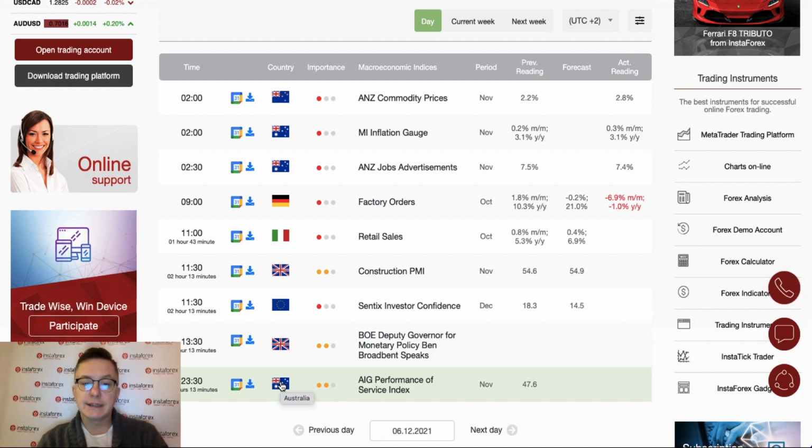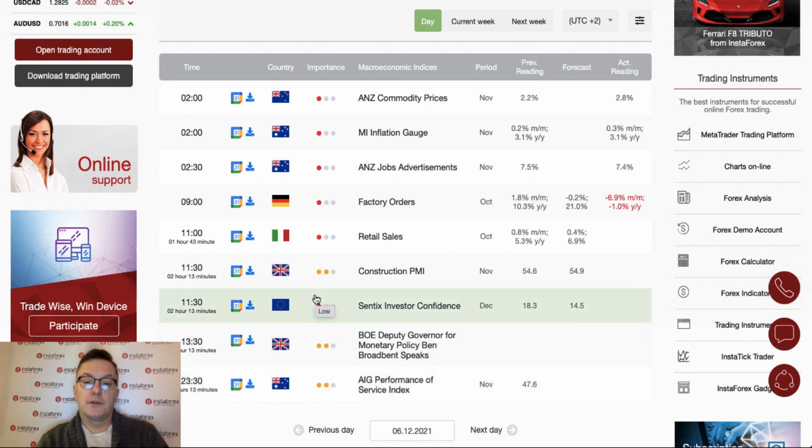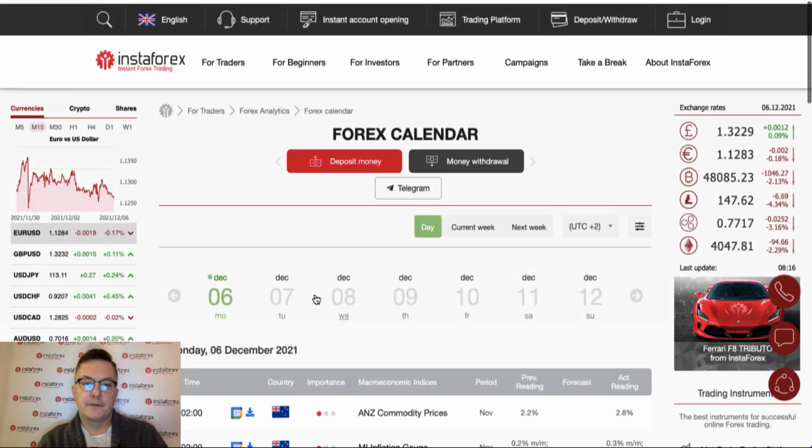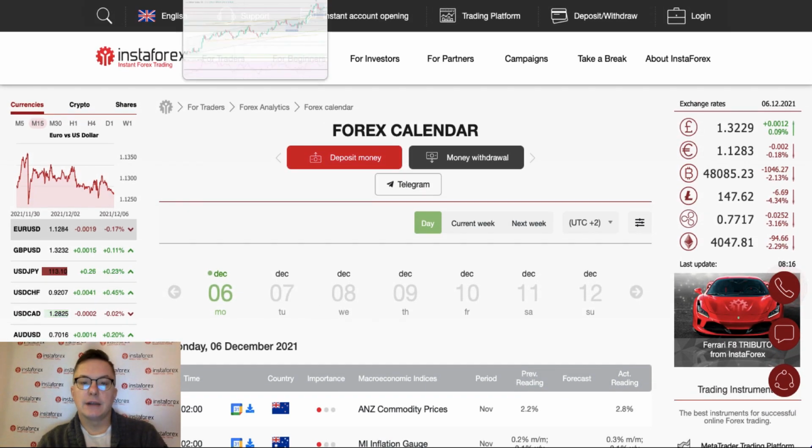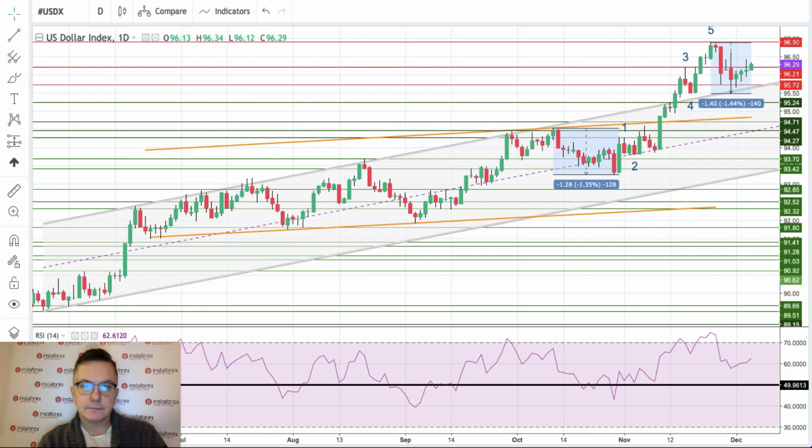So that's about it. That's about everything for Monday. Let's take a look at the main pairs first. We are going to start with the American dollar index.